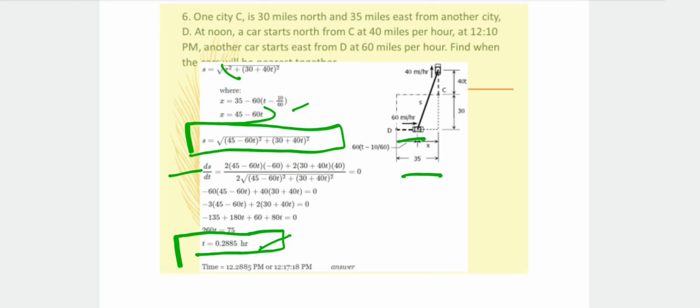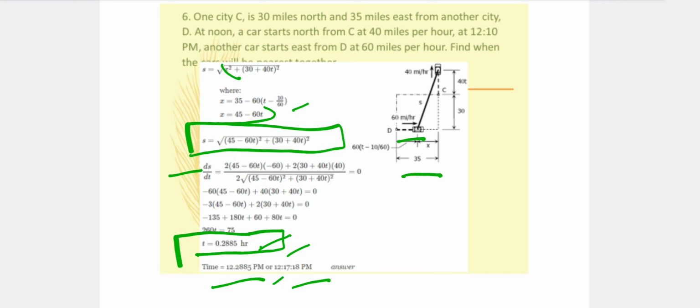If you convert that 0.2885, that is 12.2885 p.m. or so. Convert the 0.2885 hours into minutes, and that is 17.18. If there are any questions so far, just PM me, okay?